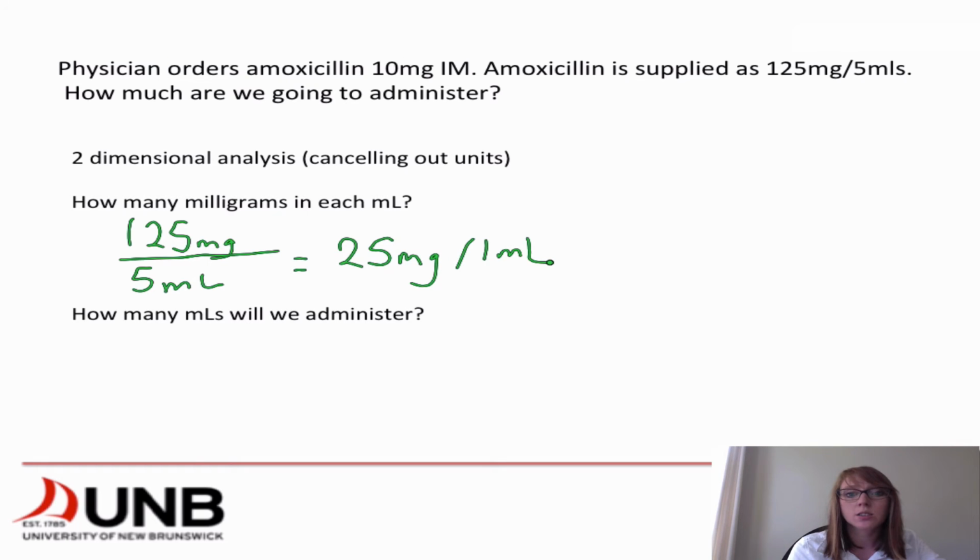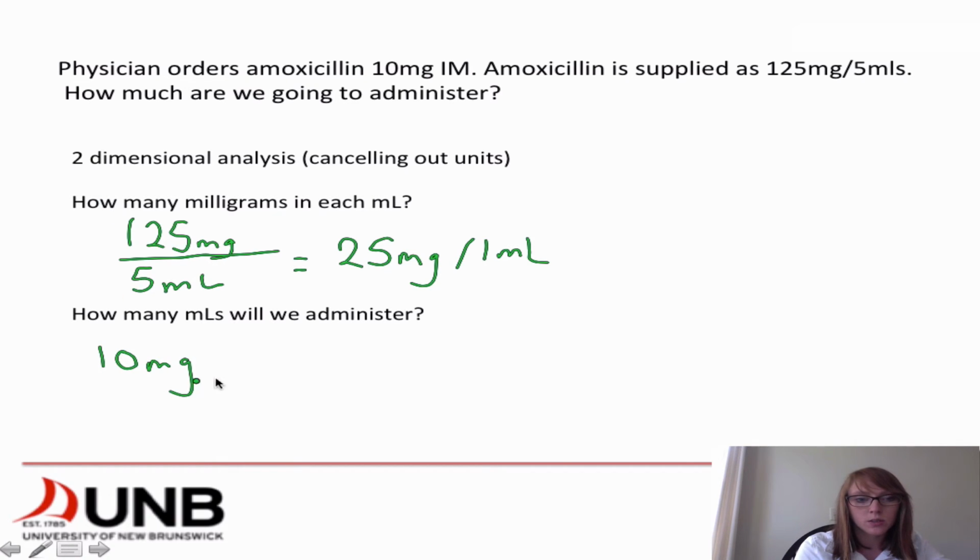So the reason I like to do this is because now I know that there's 25 milligrams in 1 mil, and I know that I'm giving 10 milligrams of the drug. So I'm going to be giving less than 1 mil. Since there's 25 milligrams per 1 mil, I'm going to be giving less than that, which is great. So if we're canceling out units, we want to give 10 milligrams.